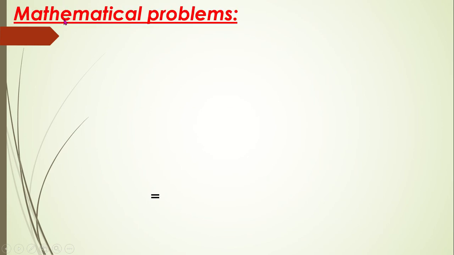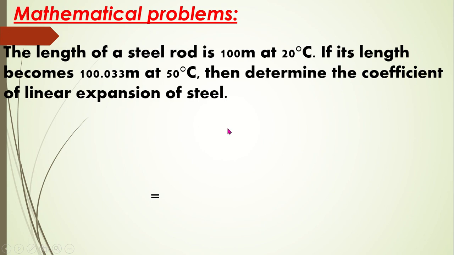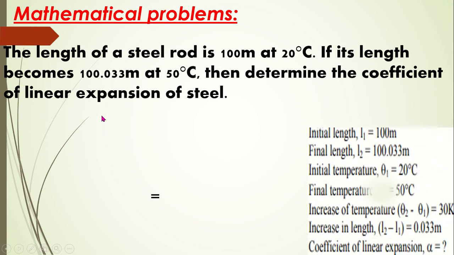Now, I will show you a mathematical problem. The length of a steel rod is 100 meter at 20 degrees Celsius. If its length becomes 100.033 meter at 50 degrees Celsius, then determine the coefficient of linear expansion of steel. So, coefficient of linear expansion of steel.